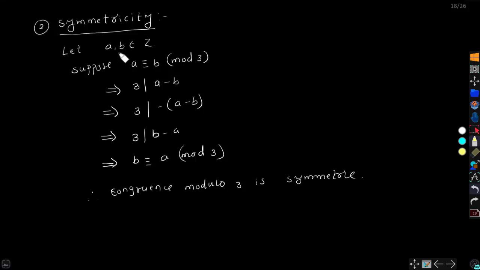Symmetry: let a, b belong to Z. Suppose a is congruent to b modulo 3. We have to prove that b is congruent to a modulo 3. If a is congruent to b modulo 3, then 3 divides a minus b by definition of congruence modulo 3. This implies that 3 divides minus of (a minus b). This implies that 3 divides b minus a, so b is congruent to a modulo 3. So congruence modulo 3 is symmetric.